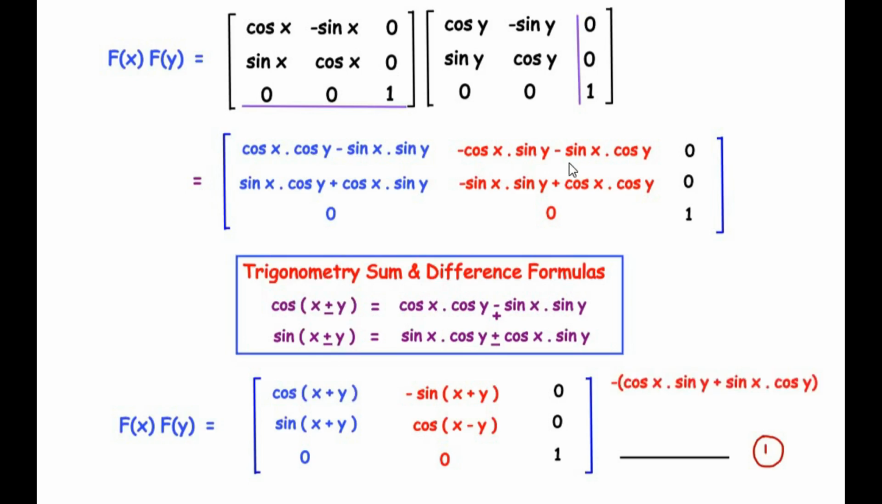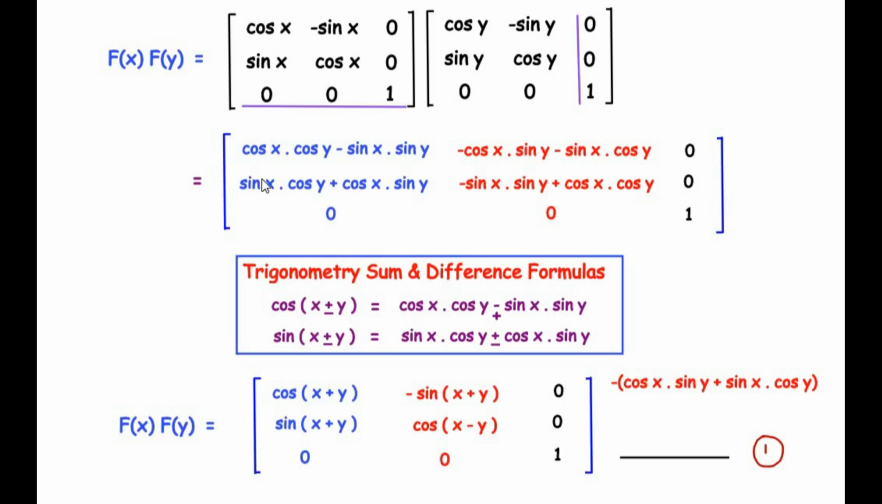Now for the second element, we have written it as minus sin of x plus y, because sin of x plus y is sin x cos y plus cos x sin y. Now here in the second element, if we take the negative sign as a common factor, minus comes out. So we are left with sin x cos y plus cos x sin y, which is going to represent sin of x plus y. So here we are going to write it as minus sin of x plus y. The third element is 0.